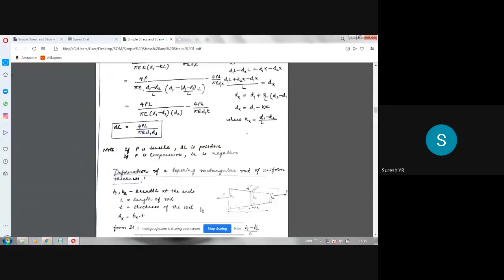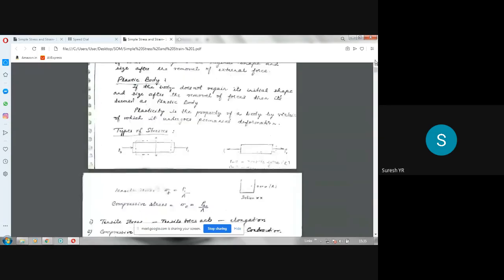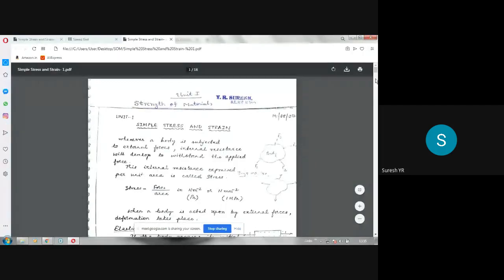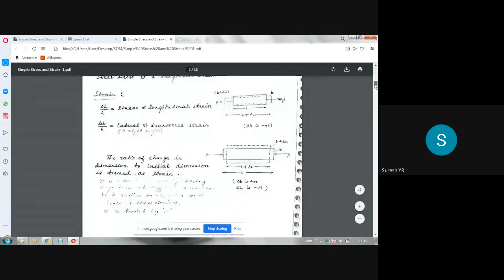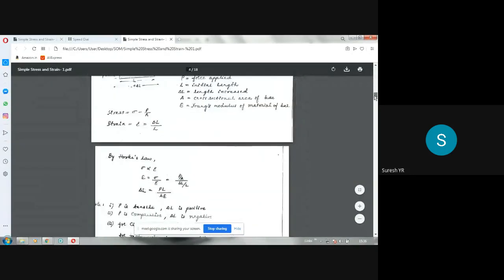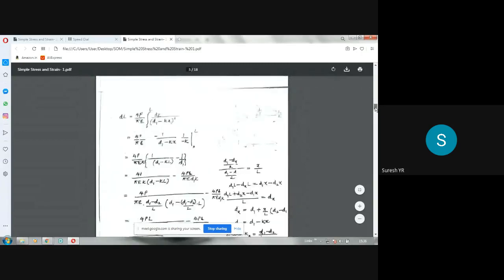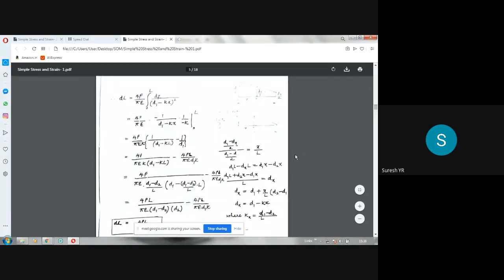Now, that is one derivation, for the circular rod. So you have to practice this. How you got this d1 minus kx? What is that k there? All those things I have written there by the side. You can just go through that. Dx I have taken as d1 minus kx, like this. See, this is d1 minus kx.